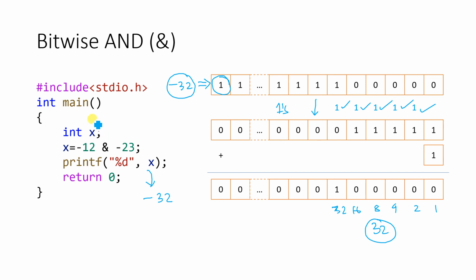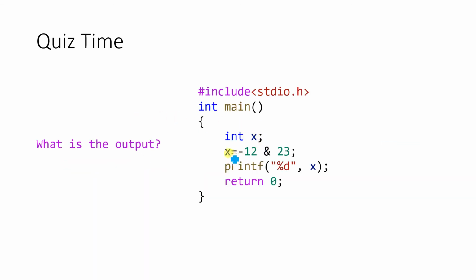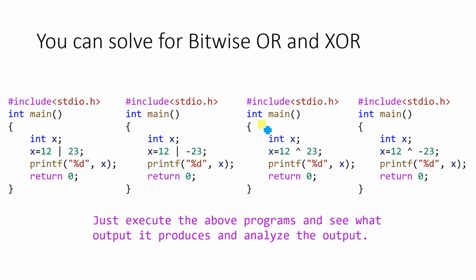I hope you understand the entire thing that I have explained. Now I am giving you a question. I am taking minus 12 and plus 23. Try to solve this problem on your computer and see what the output is, and analyze how the outputs are coming. You can also solve for the bitwise OR and XOR operators.